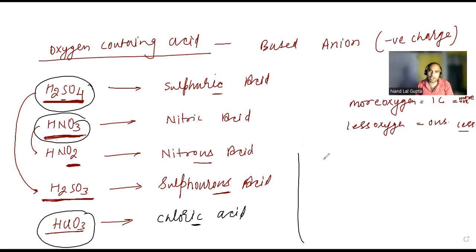But if you talk about HClO2, the number of oxygen got reduced. Yes or no? So its name will be chlorous acid. Spelling, if you talk about it, CHLOROUS, okay, this is correct. Chlorous acid. So what happened here? The number of oxygen reduced. It means it becomes the OUS acid.